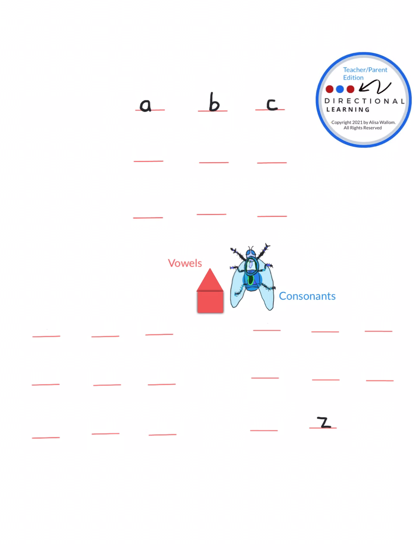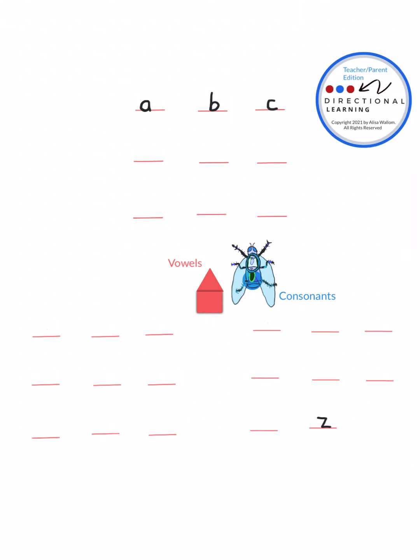If we're moving on to reading and spelling, it's important to teach them who the vowels are. Our vowels are going to be the red house or the red triangle or the red letter. And our consonants are going to be the blue flies or the blue dots or the blue letter. So we're using pictures to help them remember. All you need for this is a whiteboard and some markers, and you can even use an eraser, and you can go to directionallearning.com and download our pictures for them. So we're teaching them the most important thing about reading and spelling: our vowels and our consonants.